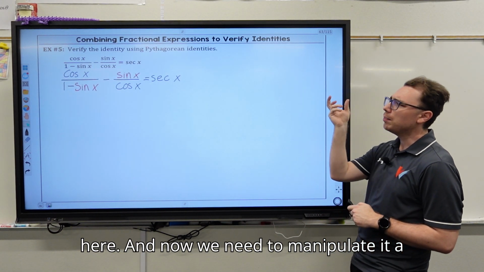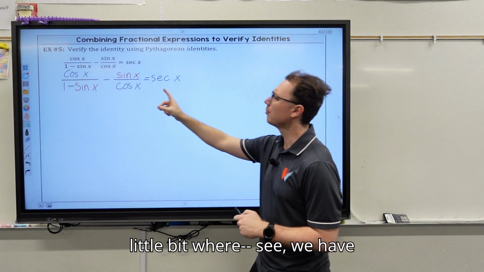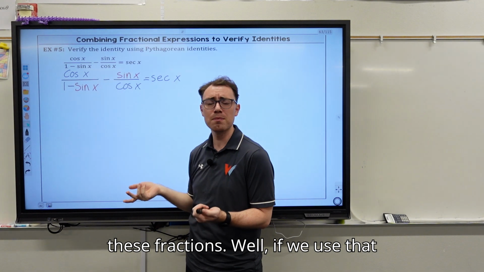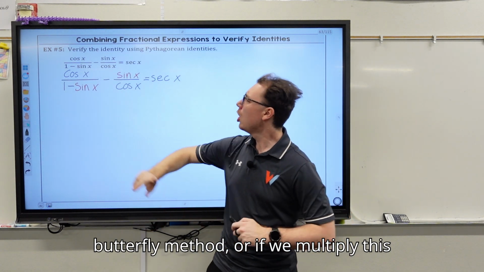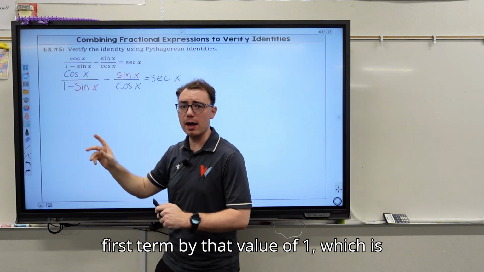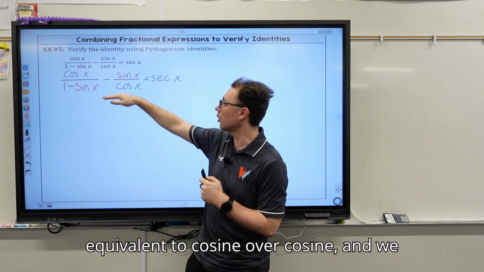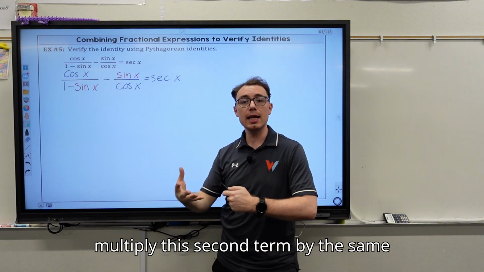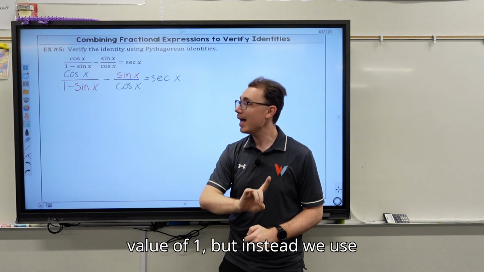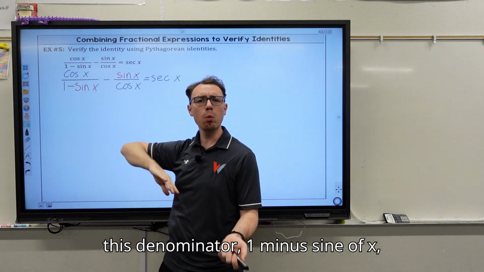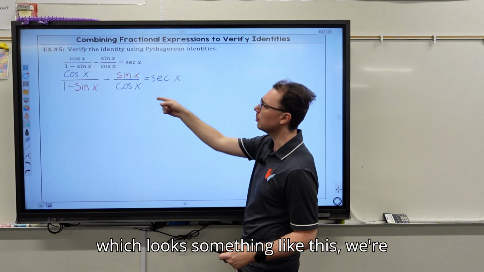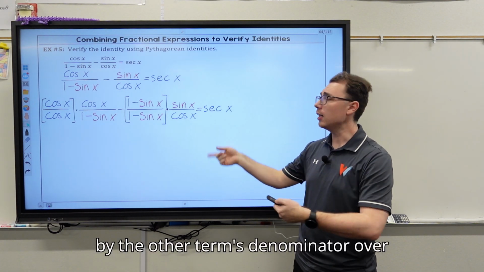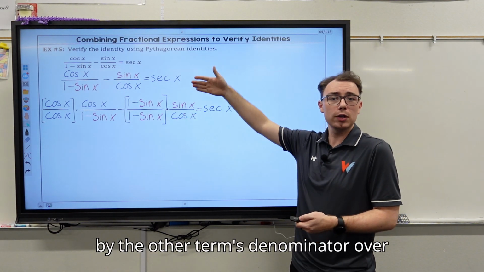And now we need to manipulate it a little bit. See how we have 2 different denominators for both of these fractions? Well, if we use that butterfly method, or if we multiply this first term by that value of 1, which is equivalent to cosine over cosine, and we multiply this second term by the same value of 1, but instead we use this denominator, 1 minus sine of x, which looks something like this.